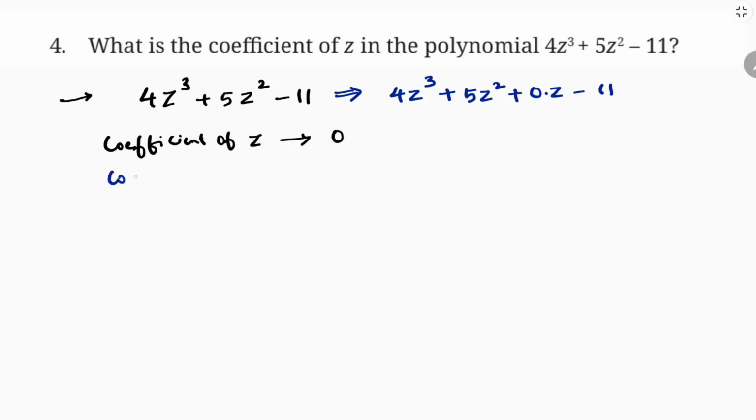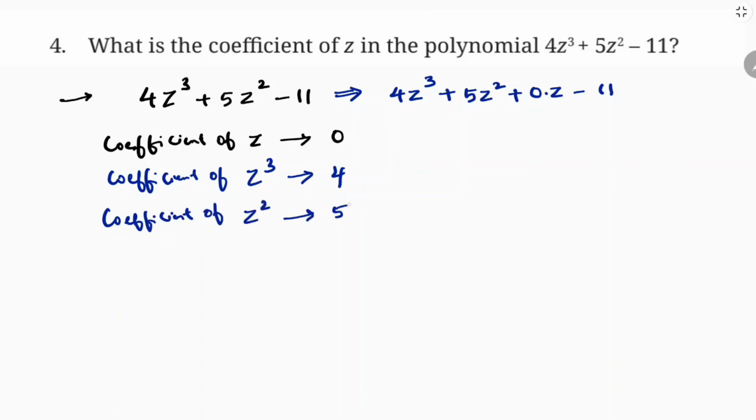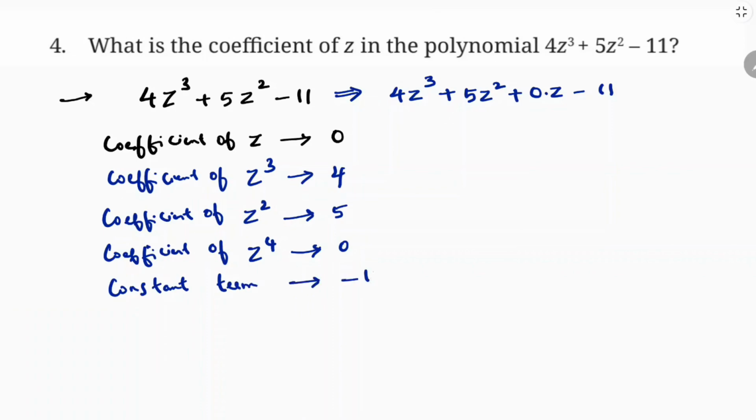If they ask the coefficient of z cube, then it is 4. If they ask the coefficient of z square, then it is 5. Suppose they ask the coefficient of z power 4, then it will be 0 because we don't have z power 4. And the constant term, or coefficient of z power 0, is minus 11.